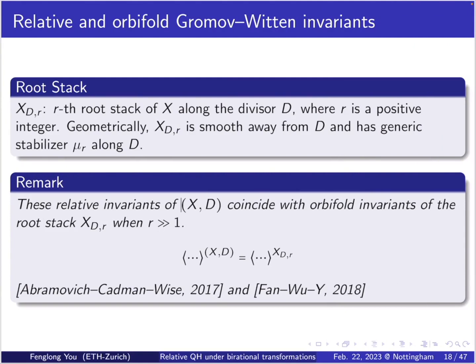There's one remark here: there's another way that you can define relative Gromov-Witten theories, which is to think about it as a certain limit of some orbifold Gromov-Witten theory. This orbifold is called a root stack. It is smooth away from D, but it has generic stabilizer μ_r along the divisor D. You just put some orbifold structure on the divisor, and you can use this orbifold to define an orbifold Gromov-Witten theory, and that orbifold Gromov-Witten theory will be the same as relative Gromov-Witten theory when this root r is taken to be sufficiently large.